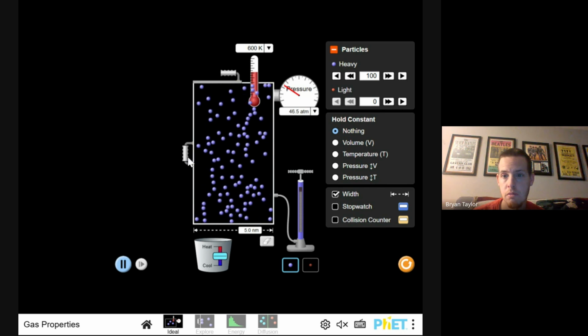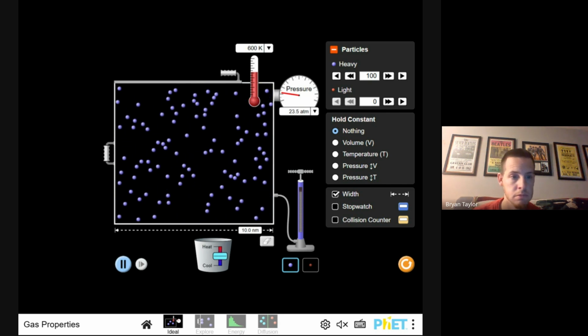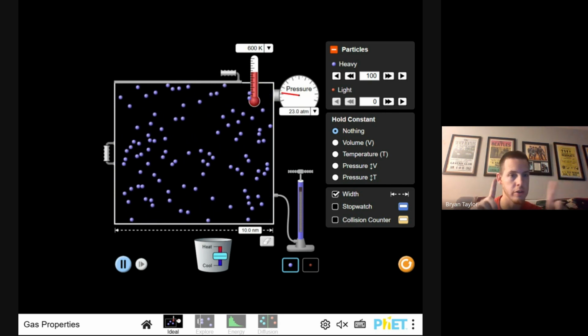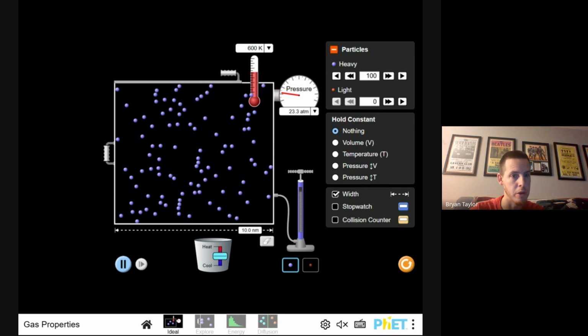Pretty close. If I double this to 10, if I make the box bigger, the pressure should go in half. So yeah, this would be like 23. So I'm using all those tricks about the direct and inverse relationships to do all the math so quickly in my head.